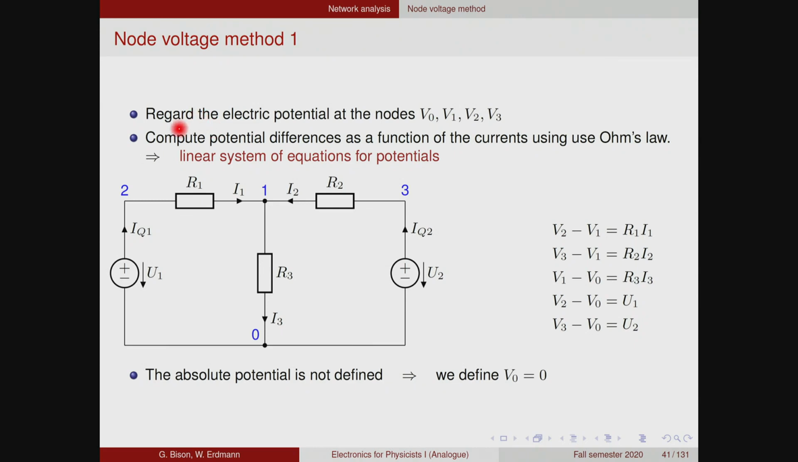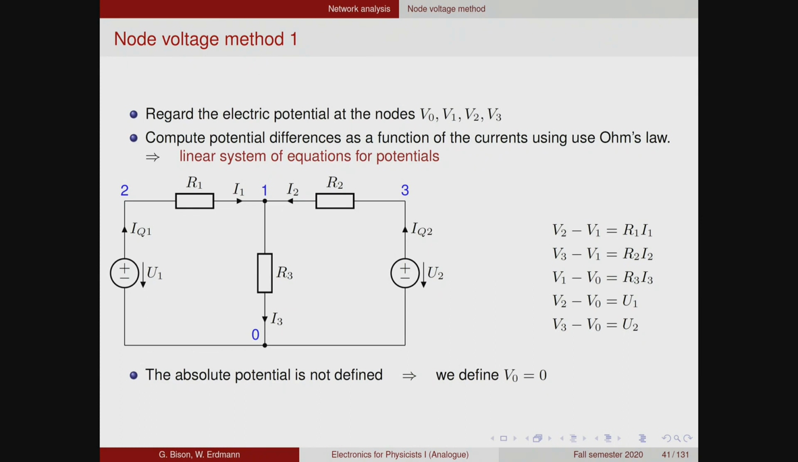So what you regard here are the potentials at the node. So a node is basically a cable between two components. So this is a node, this is a node, this is a node, this is a node, this is a node. And so we need to define electric potentials at each node, and it's forbidden to have two components with no node in between. And then we compute all the potential differences as a function of the currents.